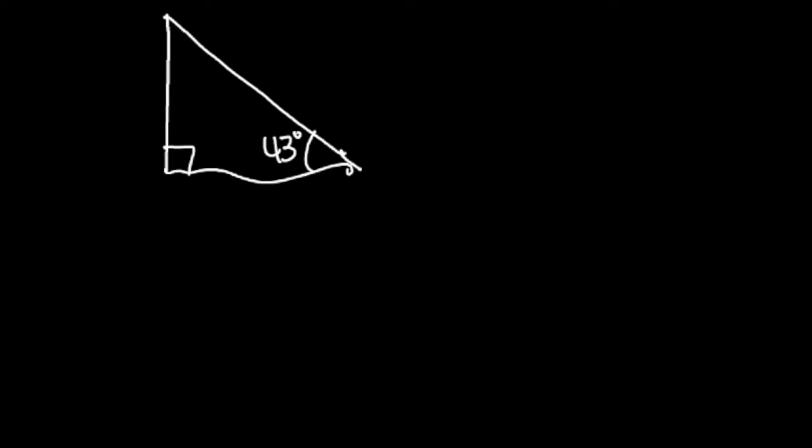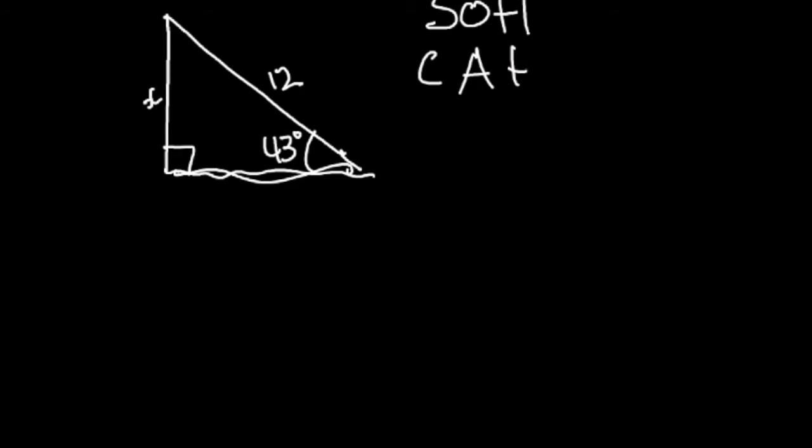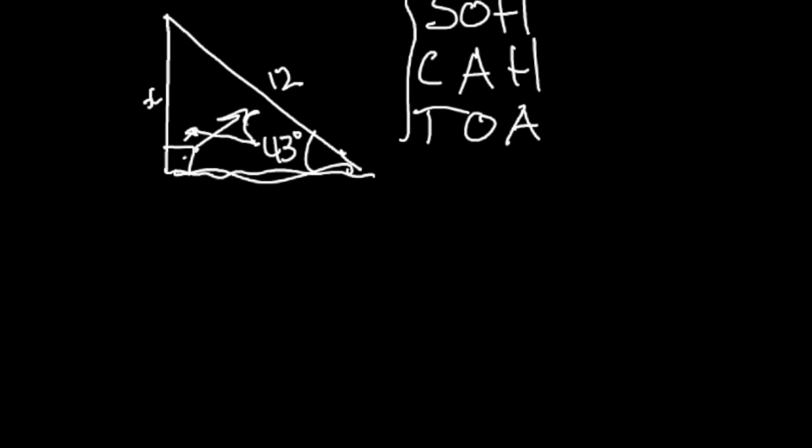Going back to the example I showed you before, let's draw a right triangle. We have the angle 43 degrees. This is a right triangle, and this is the side we're looking for, and we have 12. If we look at SOH, CAH, and TOA, we can figure out what ratio we can use: sine, cosine, or tangent. Since we know the opposite and the hypotenuse, we can use the opposite over hypotenuse. So we can use sine.